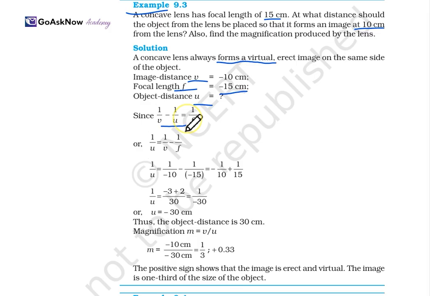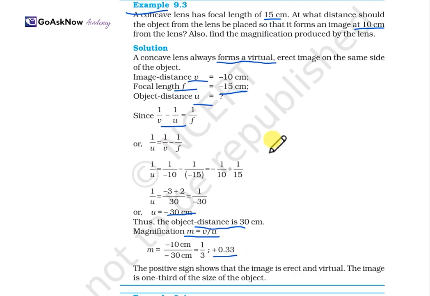So just put in the lens formula, which is 1 upon V minus 1 upon U equals 1 upon F. So we get 1 upon U equals 1 upon V minus 1 upon F. Just rearrange it, and when you substitute the values of V and F, you get U equals minus 30 centimeter. So the object distance is 30 centimeter. The magnification M will be equal to V upon U. Substituting, M equals minus 10 upon minus 30, which equals 1 upon 3. We can write it as plus 0.33.